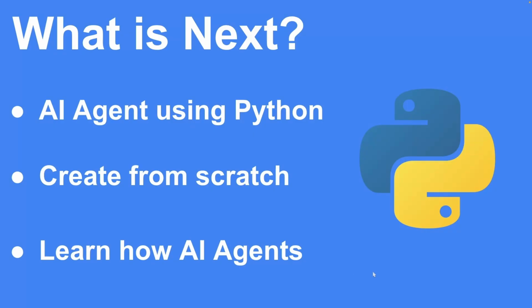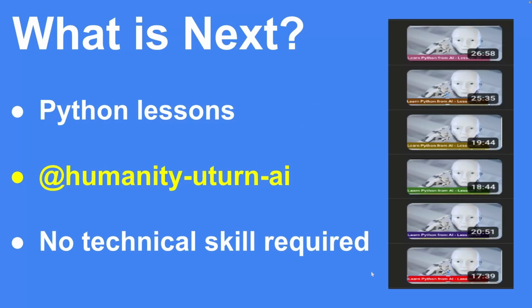In the next video, we will start creating AI agents from scratch using Python. That is the best way to learn how AI agents work. Python is the most popular language used for AI. It is a simple language compared with Java or C. You can check other videos in the channel if you don't know Python. You don't need any technical skills. AI will guide you to learn Python.